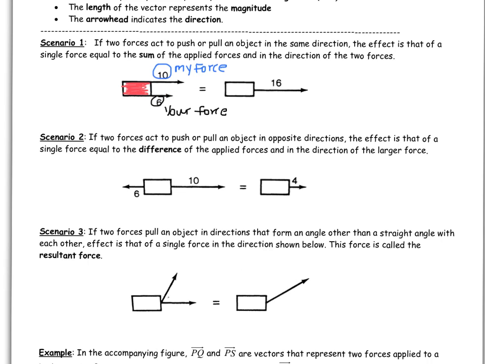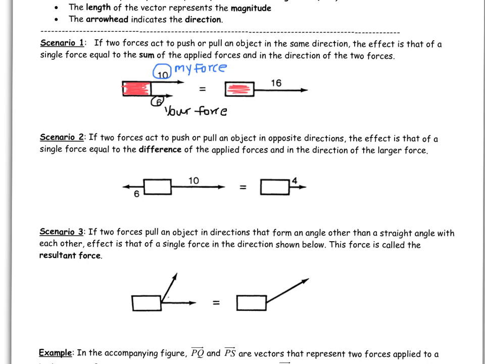What do you think is going to happen? If we're both pulling in the same direction and I pull it with a force of 10, say 10 pounds, I'm pulling it at 10 pounds, you're pulling yours at 6. Collectively, this box is going to move at a net force of 16. That's scenario number 1. Okay, scenario number 2.